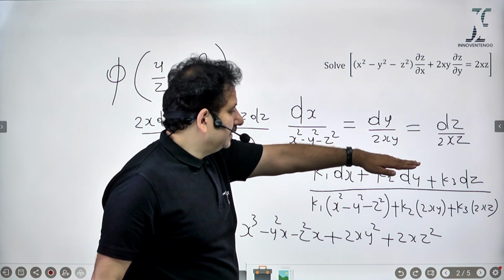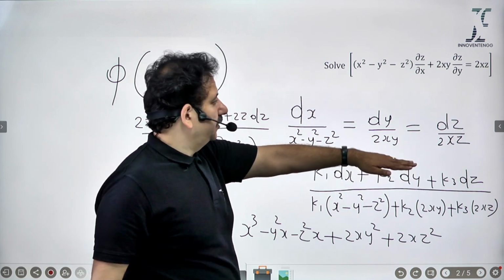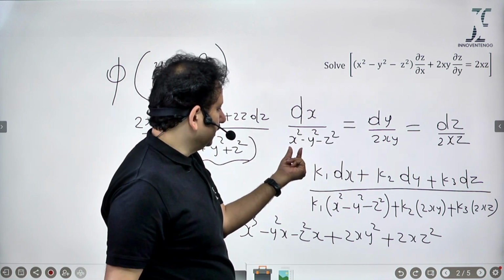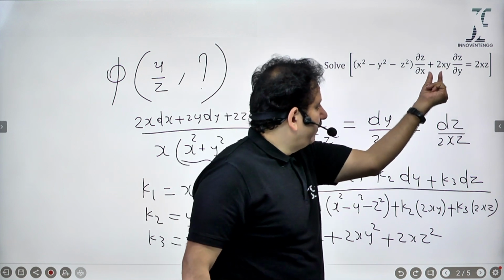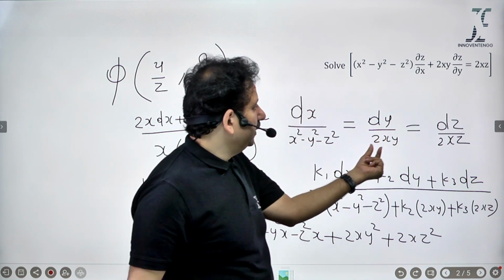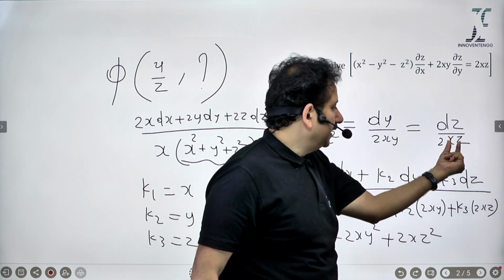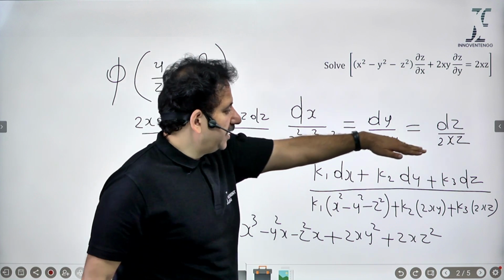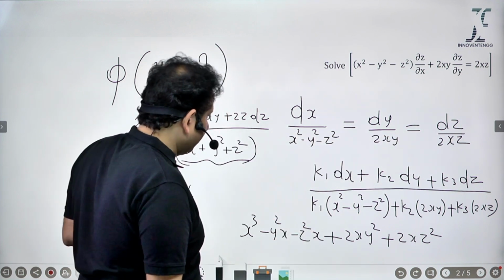These are the 3 standard ratios. First, you will have to identify the coefficient of p, write it below dx. Identify the coefficient of q, write it down dy. Identify r and write it down dz. 3 ratios you will get. Exploit any 2 ratios to get a relationship.